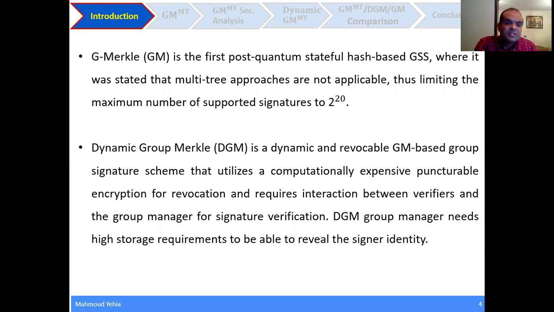As a solution, in 2019, dynamic group Merkle was proposed as a dynamic and revocable group Merkle-based group signature scheme. It utilizes a computationally expensive encryption for revocation, and it requires interaction between verifiers and the group manager for signature verification, which restricts its use for a certain number of applications. In addition, the group manager needs high storage to be able to reveal the signer's identity.